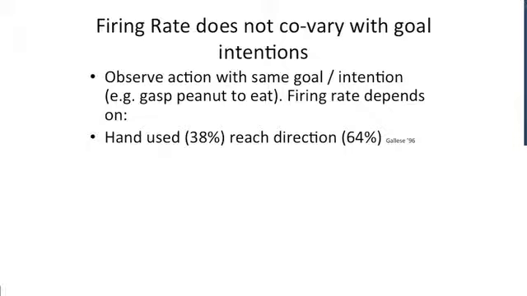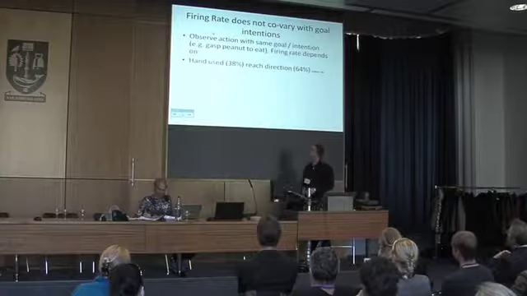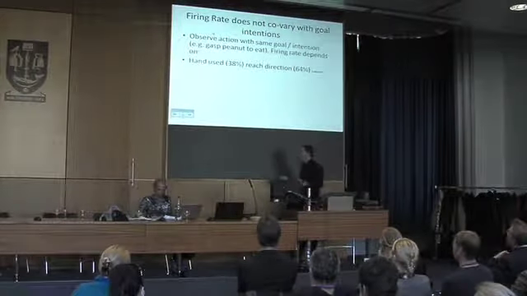But yet, even from Vittorio's 96 paper, we know that 38% of mirror neurons care whether they observe a left hand or a right hand grasping the peanut. This is a very low-level thing. 64% care whether you observe an action from the right to the left or the left to the right. Whether you're reaching from the right or left doesn't affect the intention. The intention is to grasp the peanut to eat. Whether you're reaching from right to left or left to right is irrelevant.